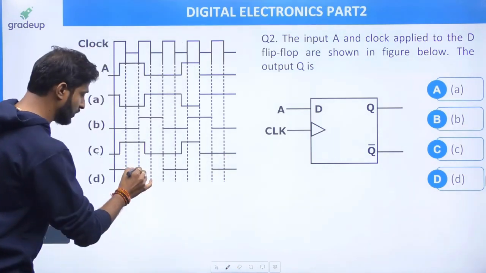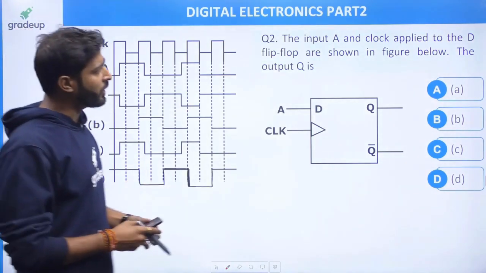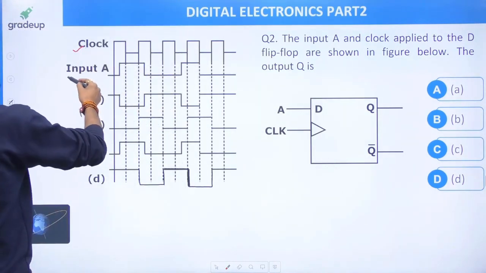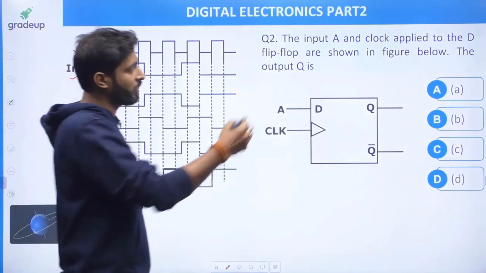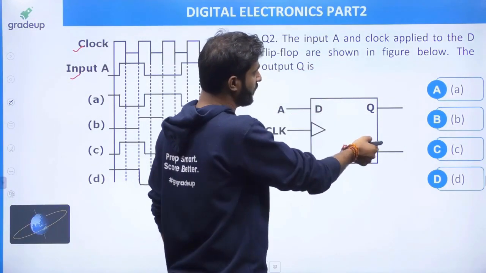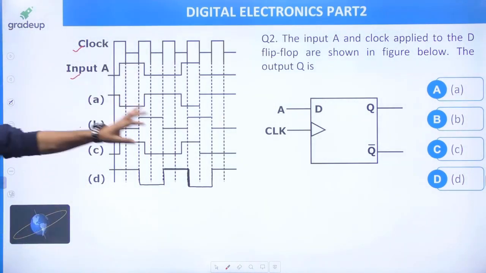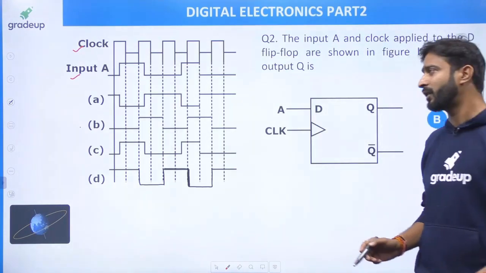Everybody just give me the answer of this question, right? Very good. What is the question? The input A and clock applied to the D flip-flop are shown in the figure below. The output Q we have to find out. Which of the waveforms matches the Q? Everybody just give me the answer for this. Very easy question, not that tough.